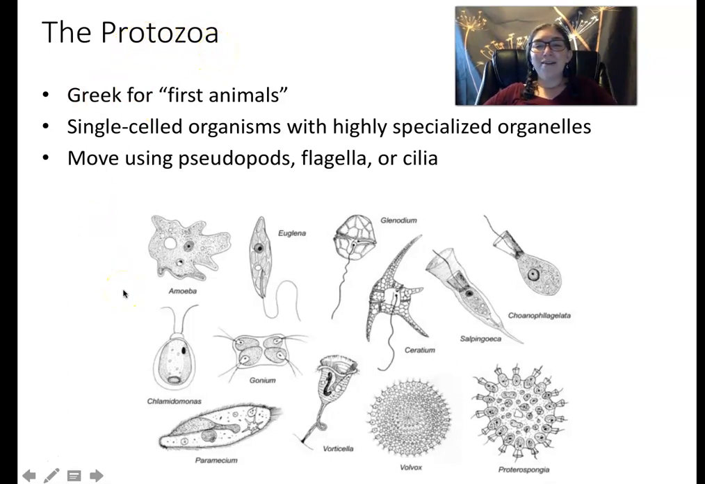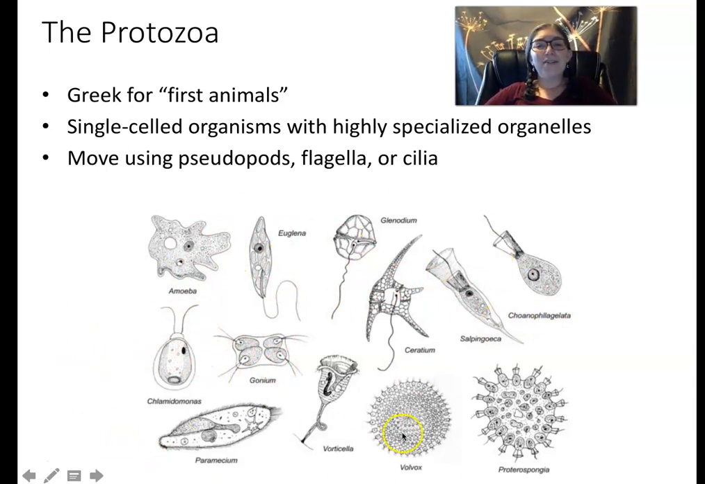Because they are mostly all motile. They move in some form or fashion. So they do seem very much like little living animals, weird little animals. They have very highly specialized organelles. They have a lot more organelles than other typical eukaryotic cells that are very specialized.